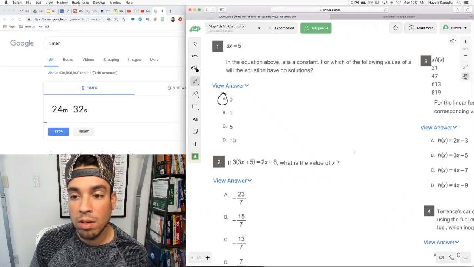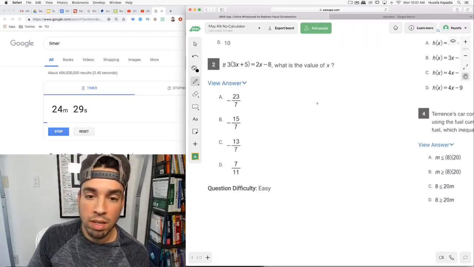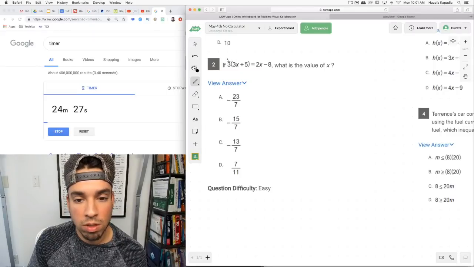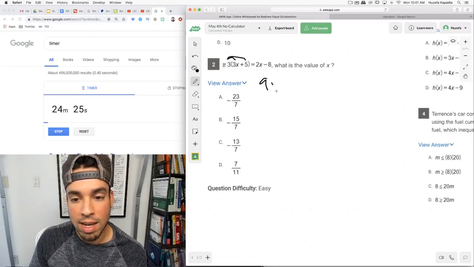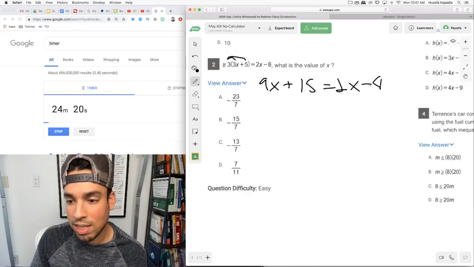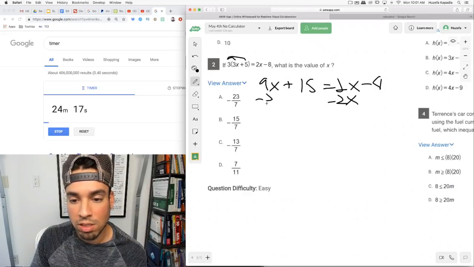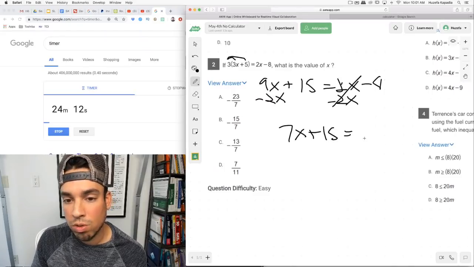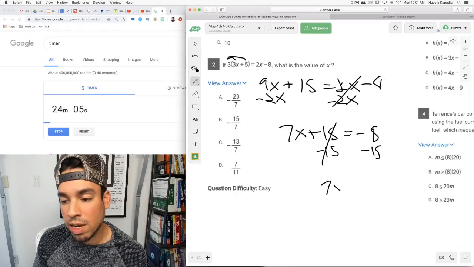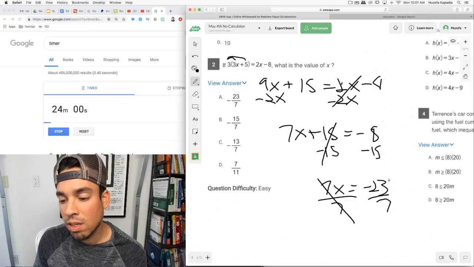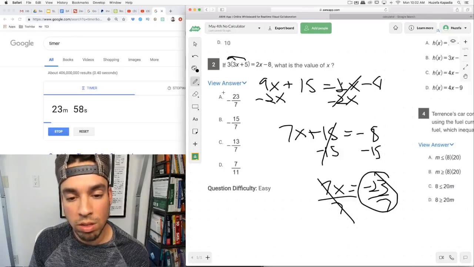All right. So next, what is the value of X? We're just going to distribute. We get 9x, 3 times 3x is 9x, plus 3 times 5 is 15, equals 2x minus 8. Then we get the variables together, consolidate, as I say. That's 7x plus 15 equals negative 8. Subtract 15, 7x equals negative 23. Divide both sides by 7, and x equals negative 23/7.